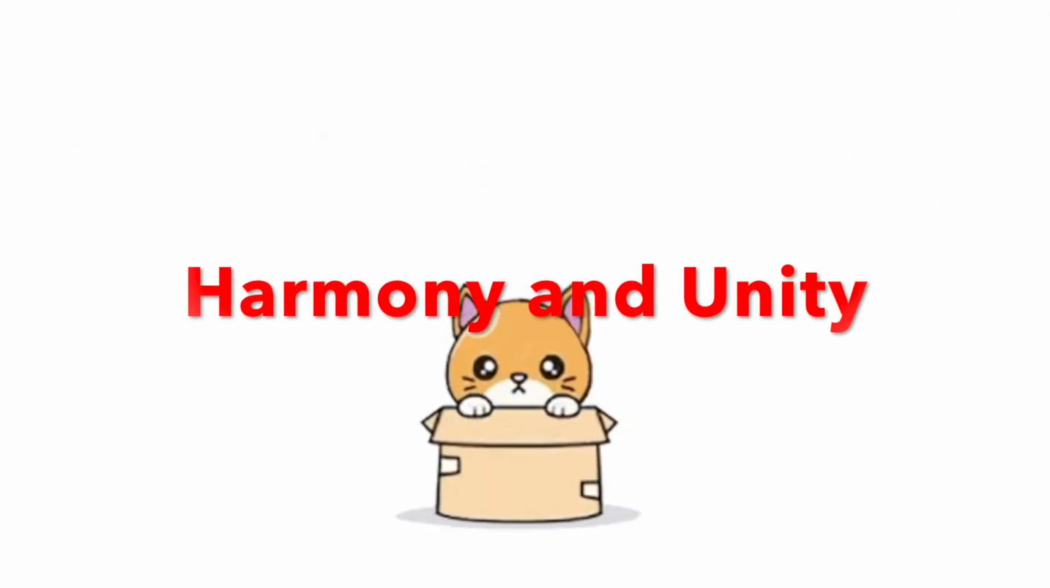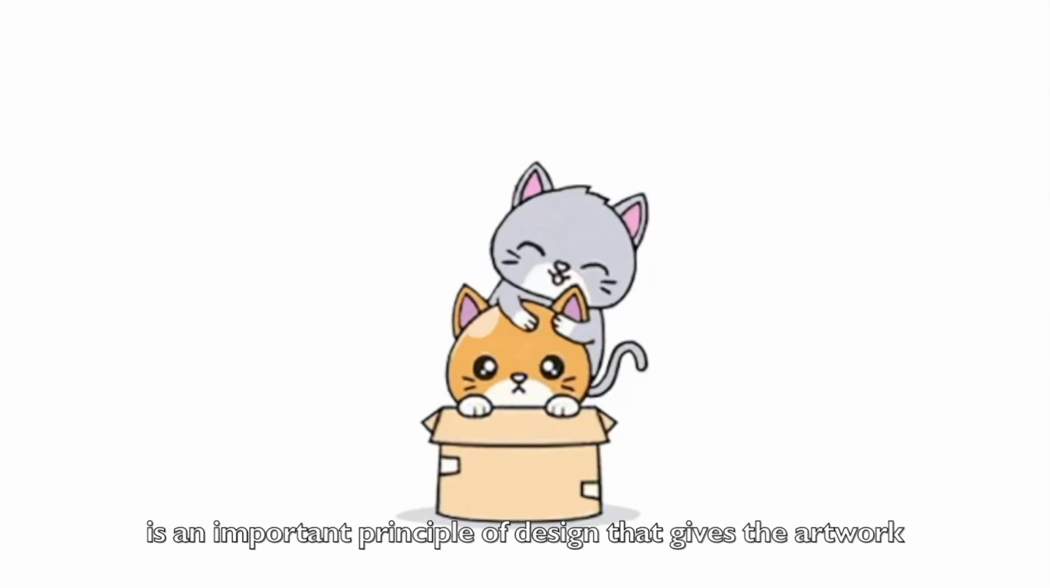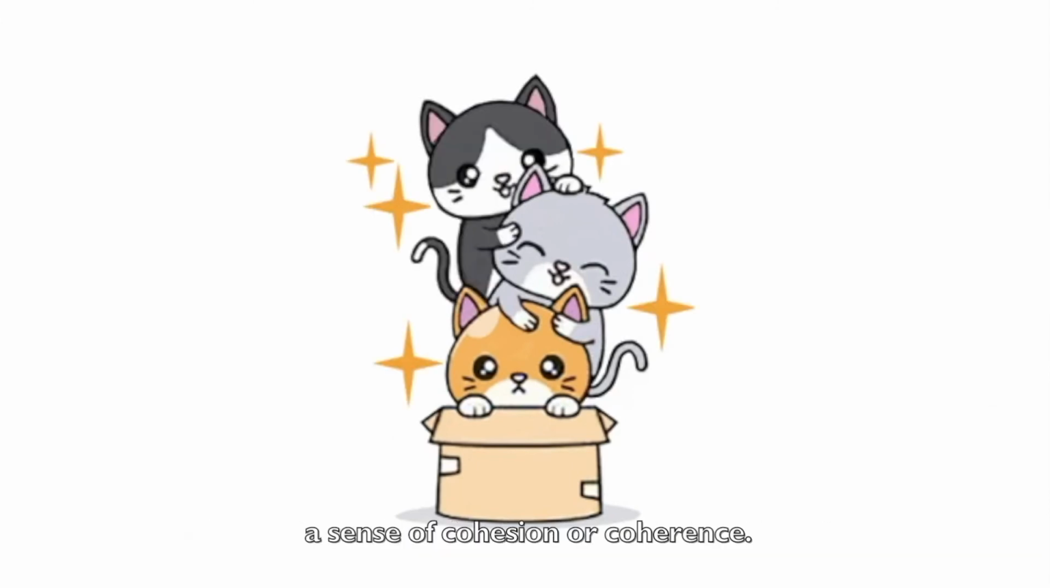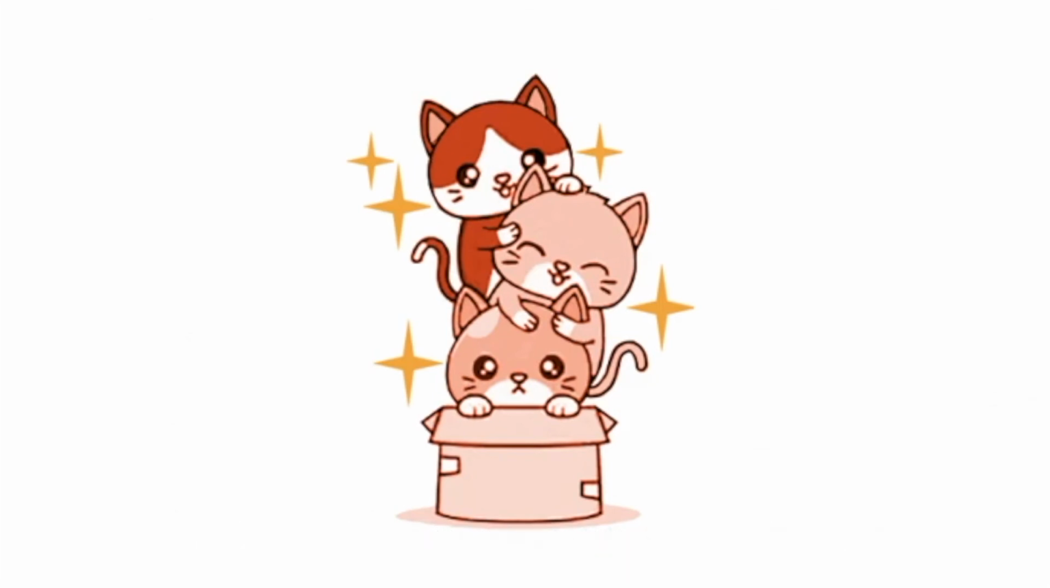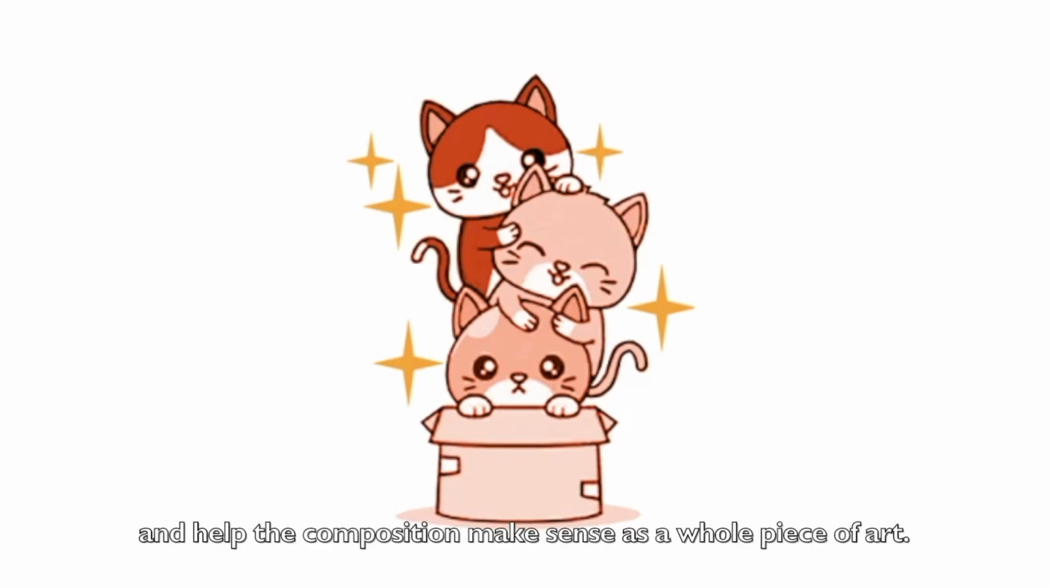Harmony and unity is an important principle of design that gives artworks a sense of cohesion and coherence. It is the wholeness or completeness of a picture. Unity and harmony in art are used by artists to tie a composition together and help the composition make sense as a whole piece of art.